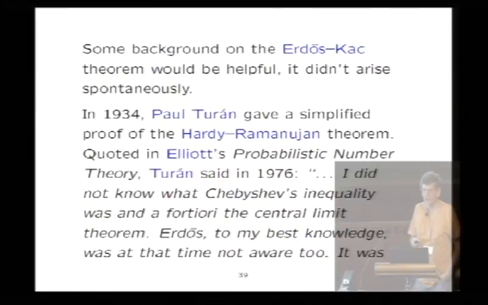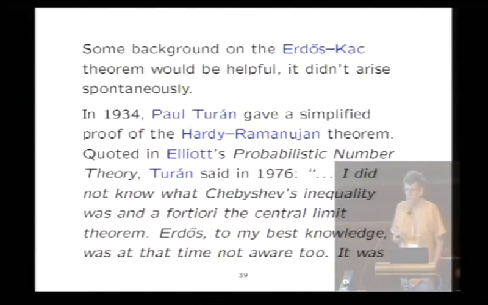Now, there's some background on the Erdős-Kac theorem, because it just didn't fall from the sky. It didn't arise spontaneously in 1939. I had mentioned that Hardy and Ramanujan had shown that normally omega of n is about log log n. The proof of Hardy and Ramanujan was a little bit technical, perhaps not made in heaven, not from the book. And in 1934, Paul Turán found the book proof of the Hardy-Ramanujan theorem. And basically what he did is, in retrospect, he computed the first moment of the average value of omega, and he computed the second moment.